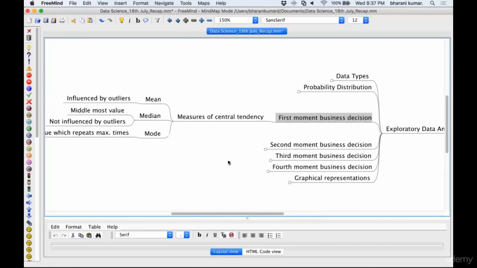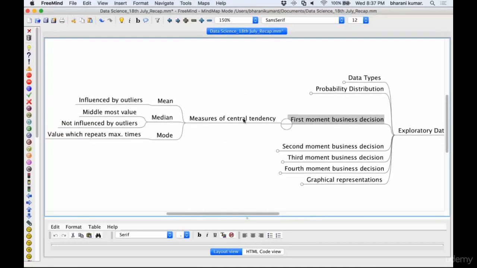Post which we have discussed about first moment business decision. Another name given to this first moment business decision is measures of central tendency. As part of this, there are three key measures: mean, median, and mode. We have discussed about mean. However, mean or average is influenced by outliers.